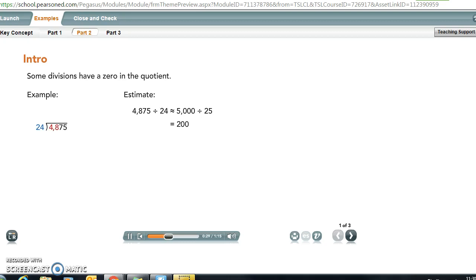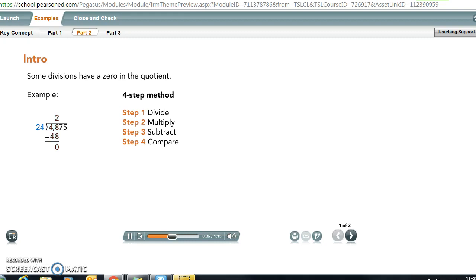Start by dividing the hundreds. Apply the 4-step method to find the first digit in the quotient. Although the difference is 0, you still need to bring down the next available place value and continue the division. When you compare, 7 is less than 24, so you need to write a 0 in the tens place and bring down the 5 ones. Complete the calculation. The quotient is 203, remainder 3.